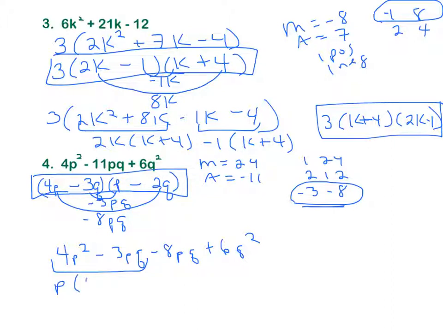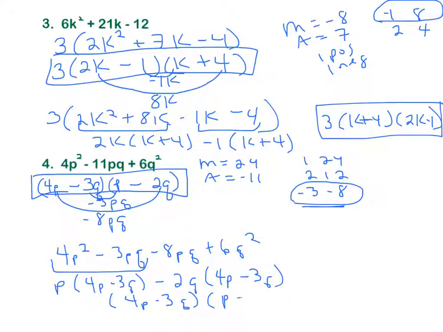I'm going to take out a p, I have 4p minus 3q. Here I can take out a negative 2q, and I have 4p minus 3q. And so I end up with the 4p minus 3q times p minus 2q.